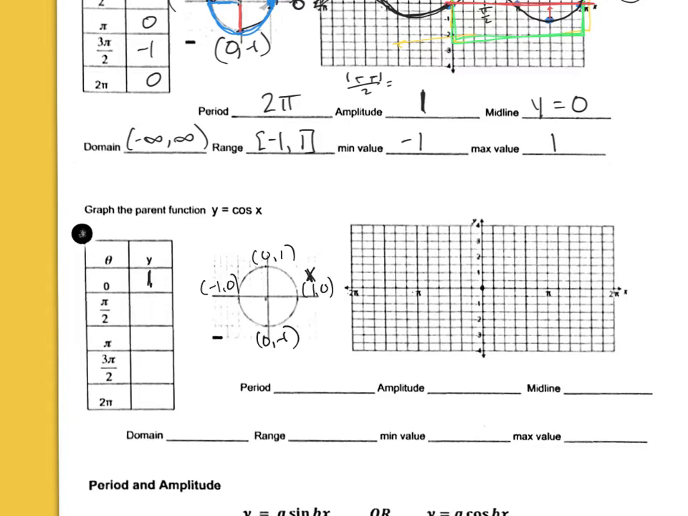So at 0, we're looking at x. At 0, that's a 1. Pi over 2, we're going straight up, that's 0. Over here to pi, the x value is negative 1, and then here we're at 0, and then, of course, back to 1.